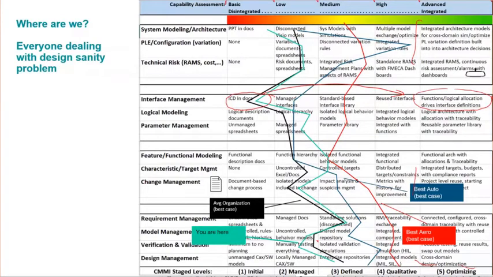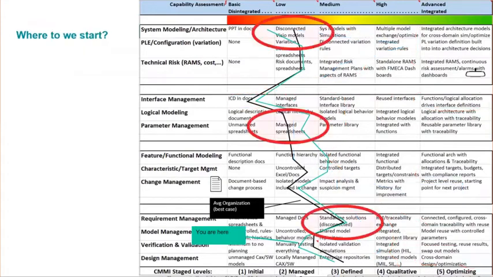But we could say, let's take this interface control document and let's rip it, and let's get a bunch of interface elements that can be managed with a product lifecycle, so we get change and workflow and history and all the other kinds of things you'd care about. You can make that leap, and you can start working on this journey from left to right. But before you start this journey, you need to understand where you are.